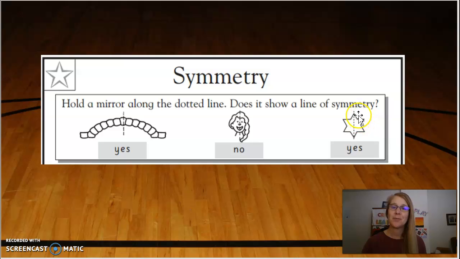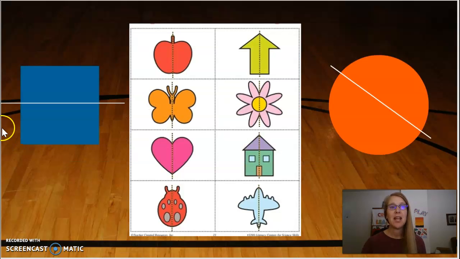How about the star? Going up and down vertically, that's a line of symmetry. That works out great. Now you can draw a line of symmetry vertically, like on all these pictures. Check it out. An apple, this arrow is drawn straight down the middle, even a flower. And this particular house works as a line of symmetry going vertically up and down.